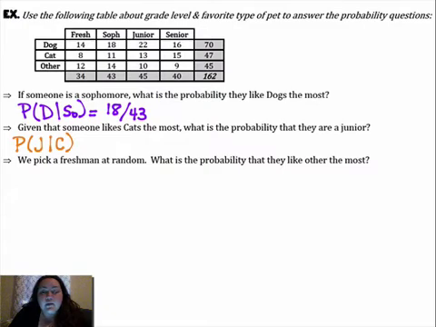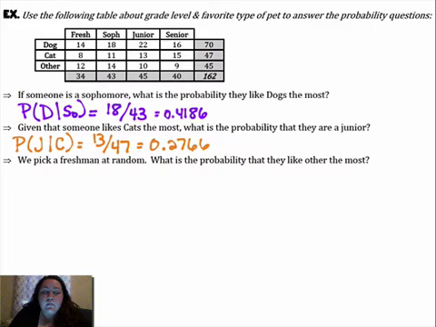Given that someone likes cats the most, what's the probability that they are a junior? So it's given they like cats. So junior given cats. The juniors that like cats is 13 out of the 47 total people that like cats. So 13 out of 47, or 0.2766.